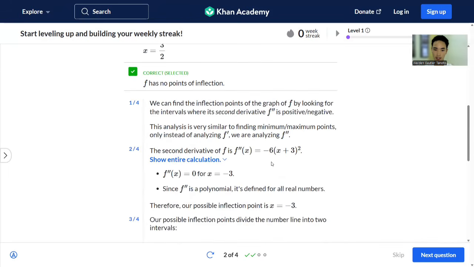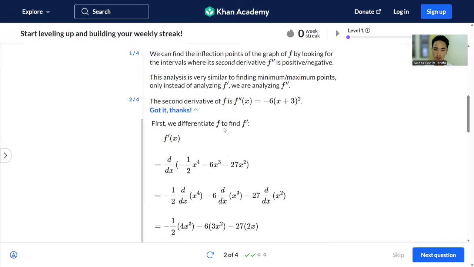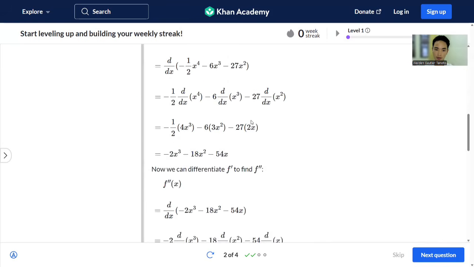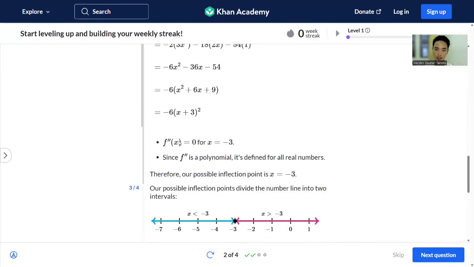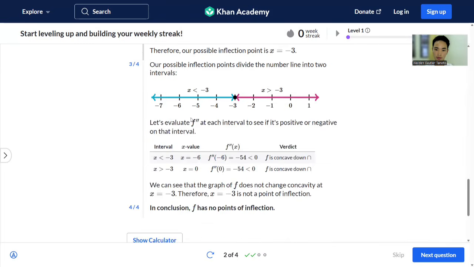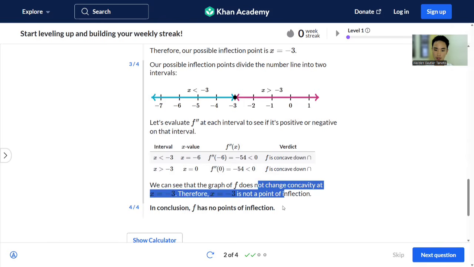Now we can see how they solve it. First you differentiate it, and then you differentiate it again. Then we find that x equals -3 is where it equals 0. Then we plug in a value, x equals -6 and x equals 0, to see that both of them are concave down, which means it has no points of inflection.